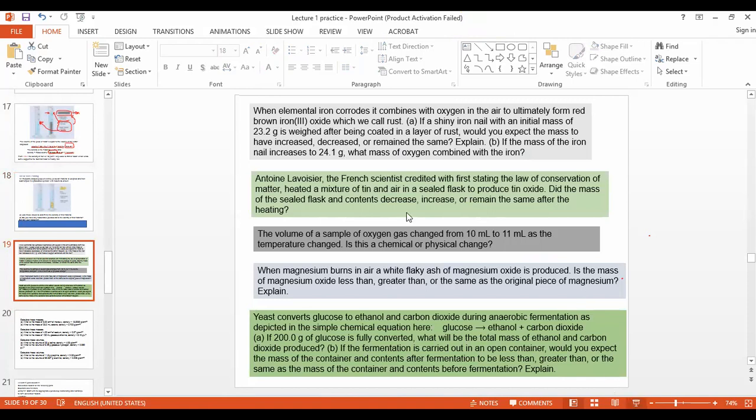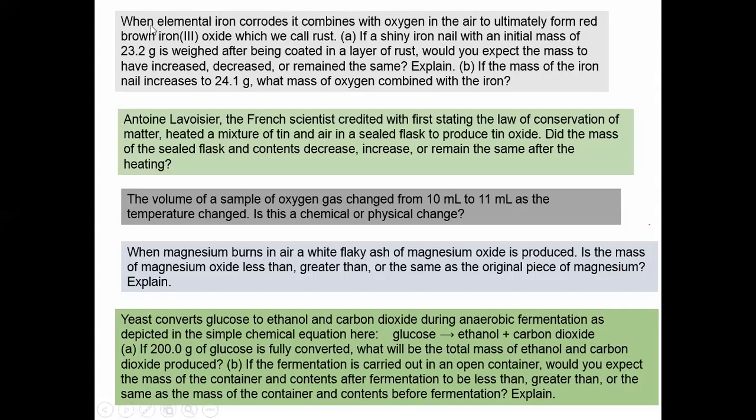Just a couple of questions here. For example, the first one: when elemental iron corrodes, it combines with oxygen in the air to ultimately form the red-brown iron oxide, which we call rust. So how do you think when the iron is corroded and rusted, will the mass of that piece increase or decrease? How do you think?